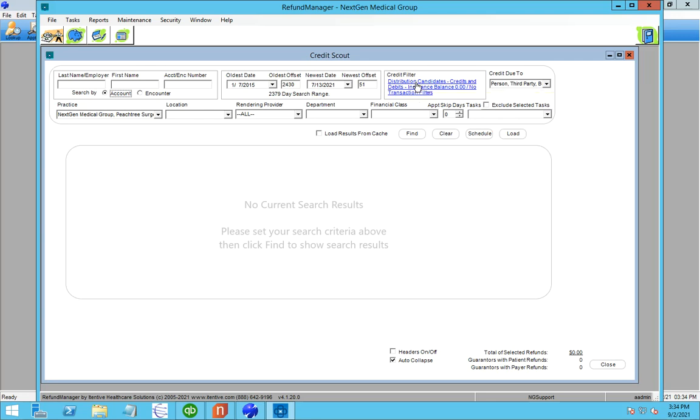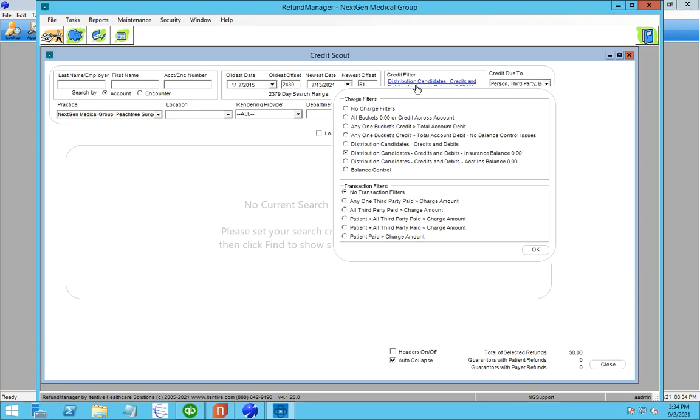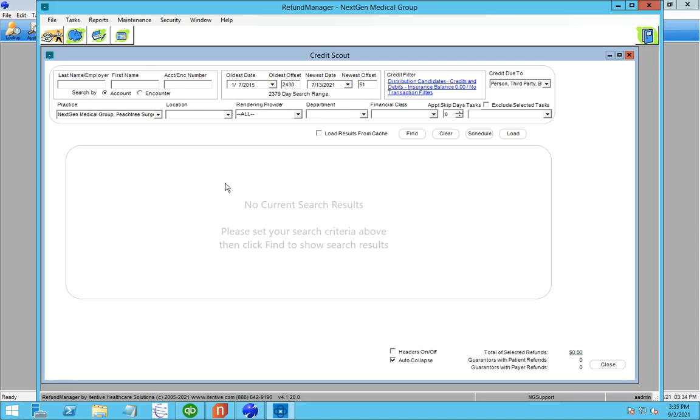What can they be used for? What are they good candidates for? As part of your training, we'll go into these in more detail. But for today's demonstration, we're going to find some that are good distribution candidates, which are line item credits that can be moved around. And we're going to find some that are good candidates for refunds.